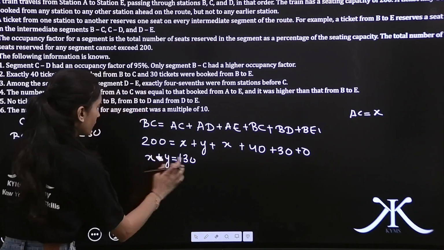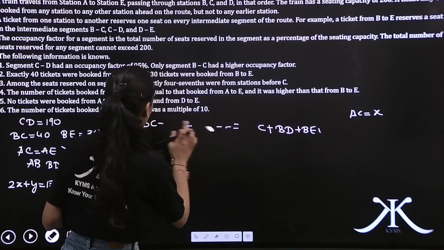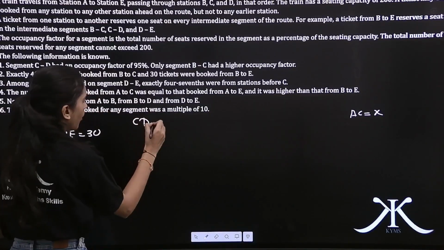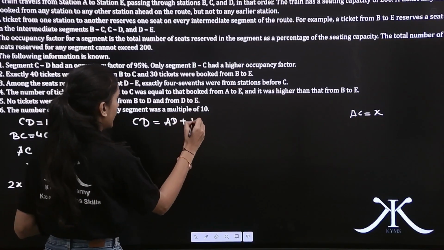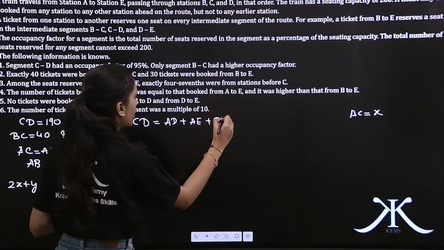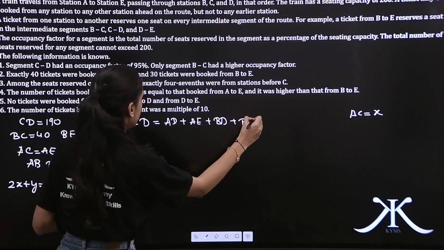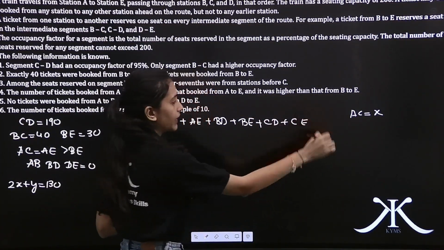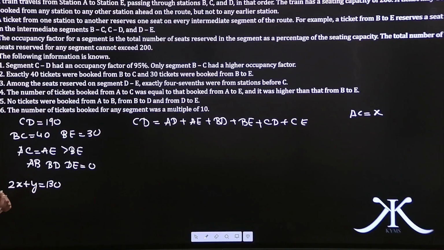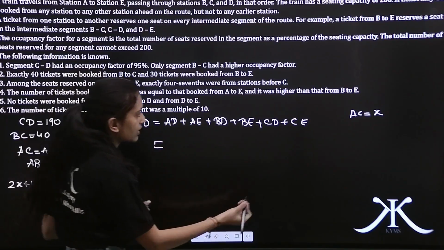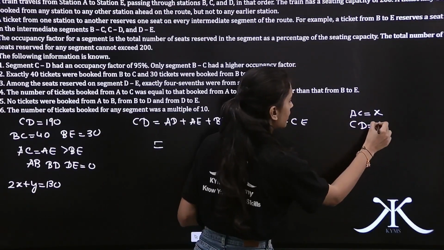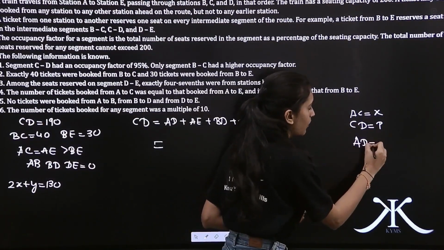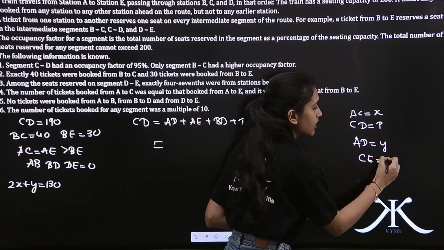Now for the next equation we'll take segment CD. For segment CD we have AD plus AE plus BD plus BE plus CD plus CE. Now let's take CD as P, and we have taken AD as Y. Let's take CE as Z.